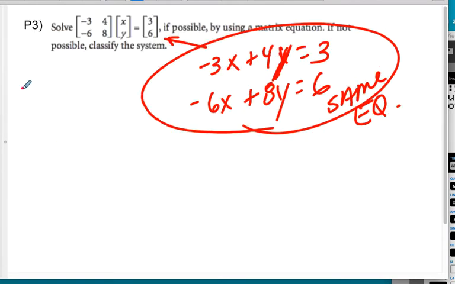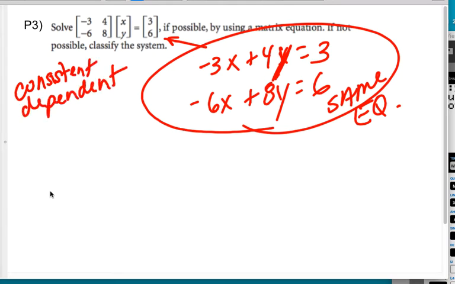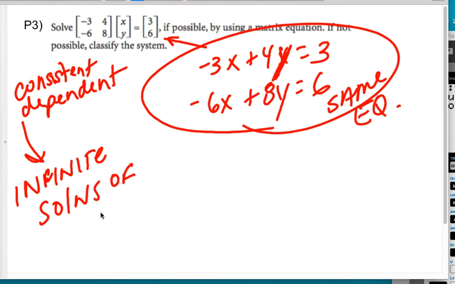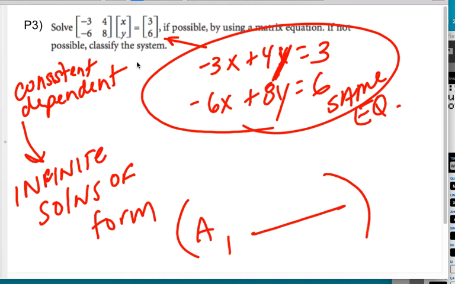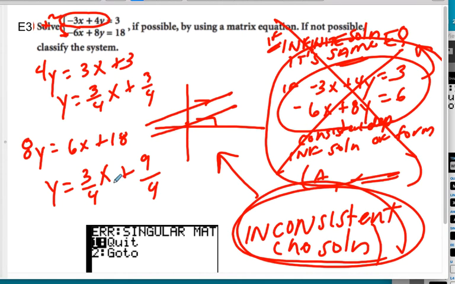So this is going to be consistent dependent, right? And that means that there's going to be infinite solutions of the form. And then what I need to do to find that form is solve one of these equations for y, which I've already conveniently done, right? They are both y equals 3/4 x plus 3/4. So 3/4 a plus 3/4, because I already solved it here in the previous example.